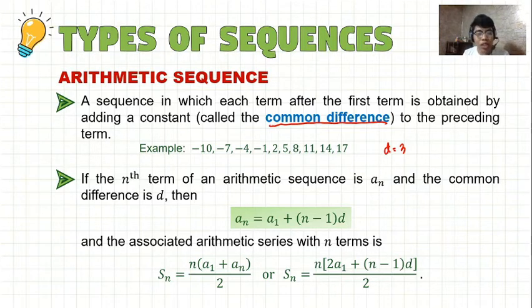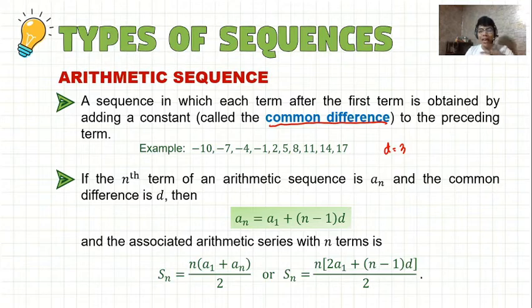Now, the associated arithmetic series with n terms is given by S sub n equal to n times the quantity a sub 1 plus a sub n all over 2. So this is the first formula, or this one, n times the quantity 2a sub 1 plus the quantity n minus 1 times d all over 2. This is the second formula.